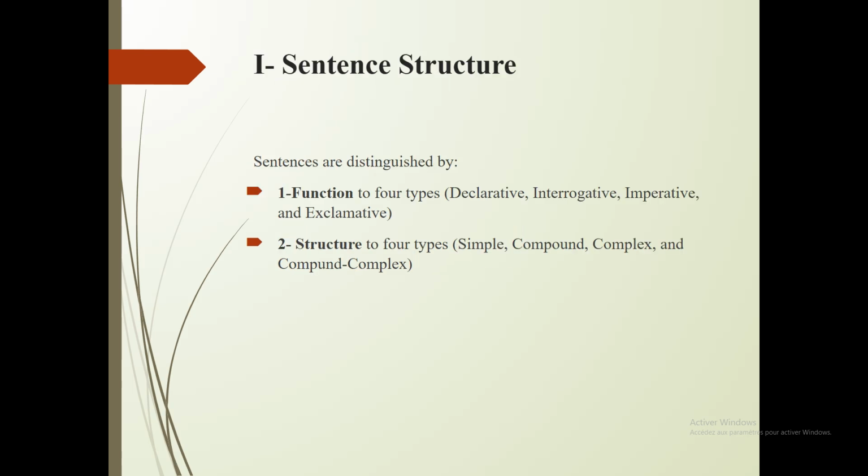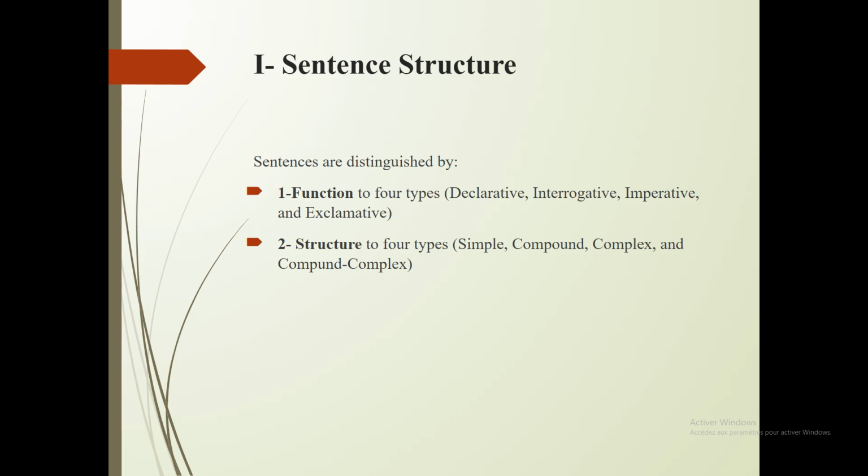Sentence structure. In this course, we will deal with just one type. Sentences in English are distinguished by function and also by structure. By function, we can find four types that are declarative, interrogative, imperative, and exclamative. Depending on the structure, we find four types that are simple, compound, complex, and compound complex.